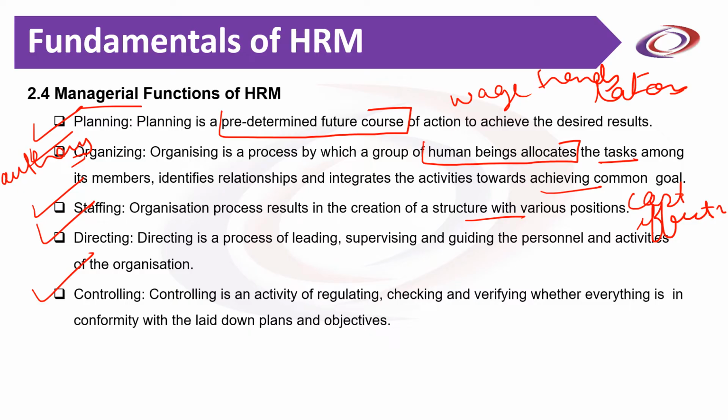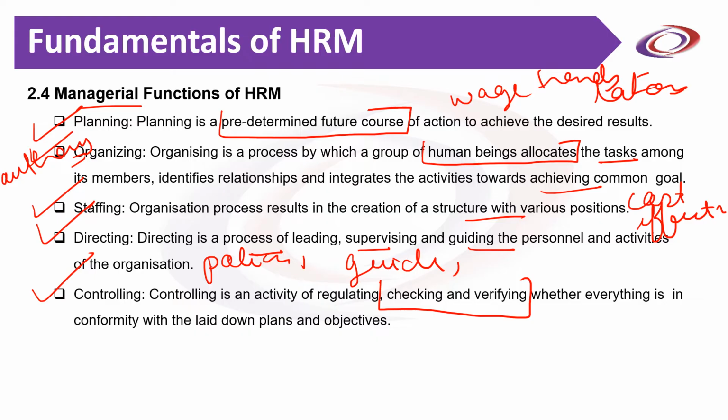After that, directing. It is the process of leading, supervising, and guiding the personnel activities of the organization. What happens here? The policies that are provided. So various tasks such as laying down the policy, monitoring them, providing guidance and consultation for the employees for optimum efficiency, and finally controlling.